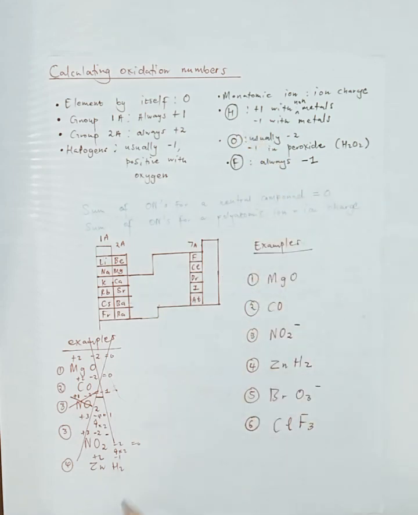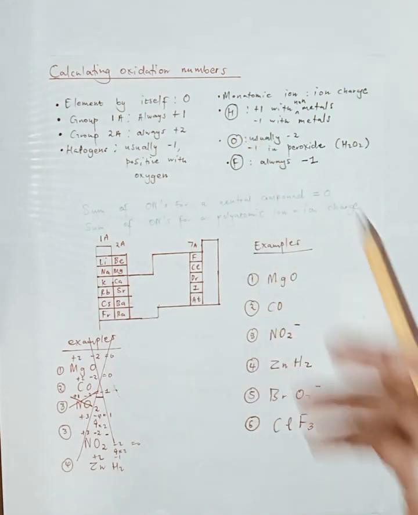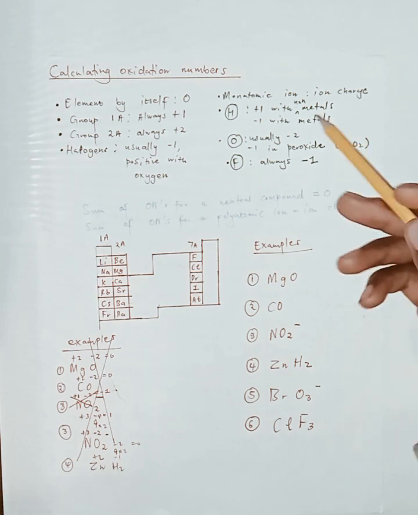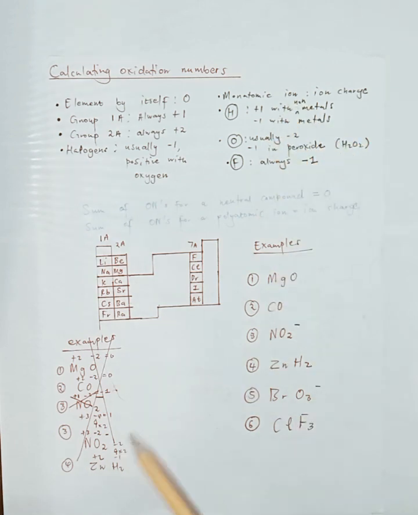Then we have H here, which is hydrogen. It's plus 1 with non-metals and minus 1 with metals. So make sure you know on your periodic table which ones are metals and which ones are non-metals, because this is very important. It can mess up everything. You can lose marks if you don't know this, because one mistake on the oxidation numbers, then everything is wrong. I'll explain later why I'm saying that. Okay, so moving on.